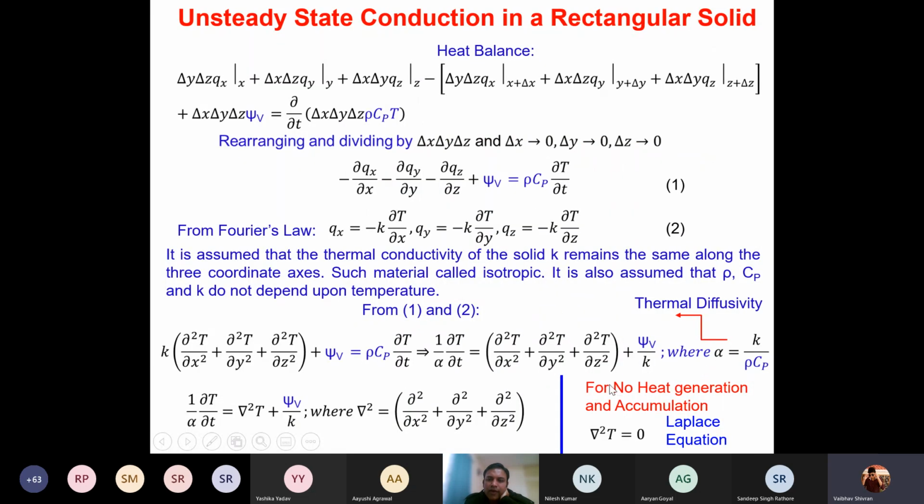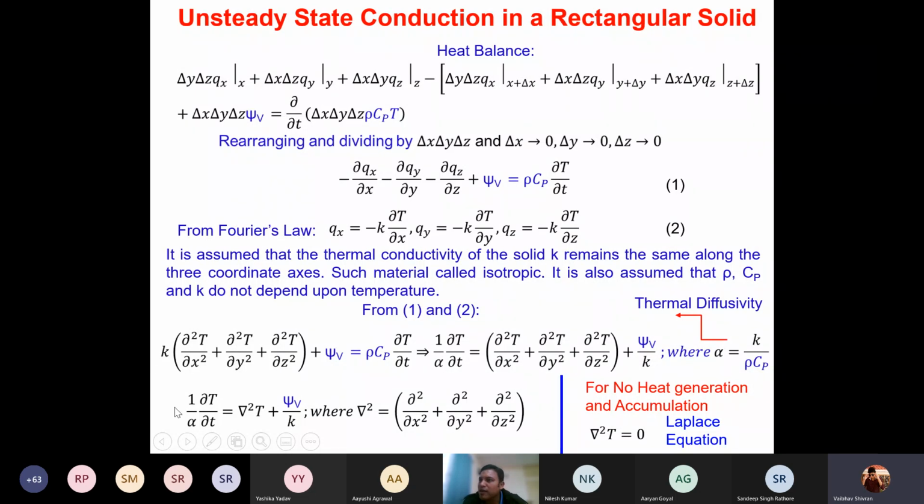Yes, sir. Okay. So what we said is we have started looking at rectangular solid geometry and unsteady state heat transfer. Here also we have considered all three directions of heat transfer, isn't it? So the final expression which we obtained in the last class was 1 by alpha dou T by dou t equals del square T plus psi v by k. So this is the generalized expression. Again, this equation can be simplified depending on what type of situation we are looking at.